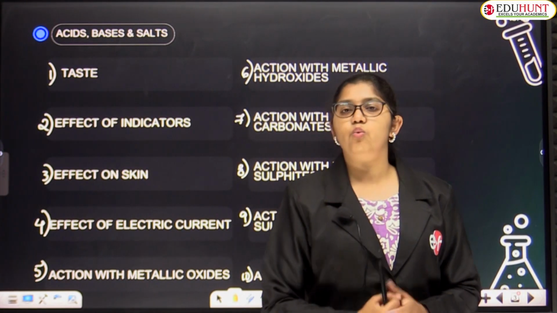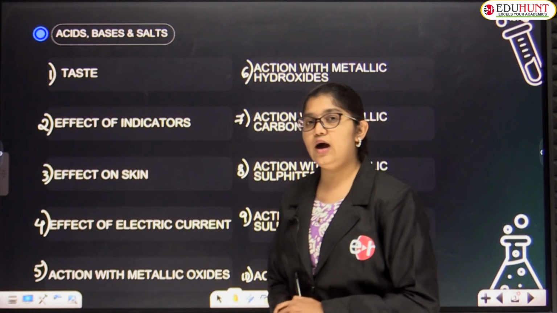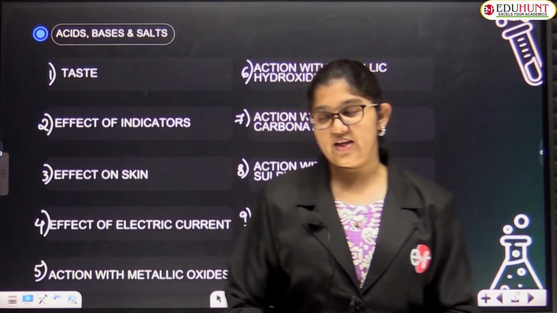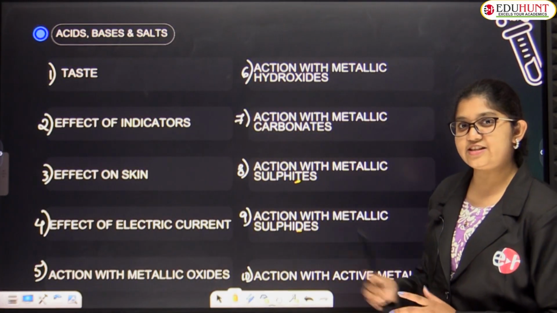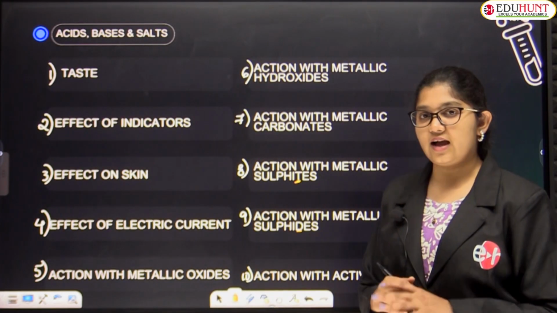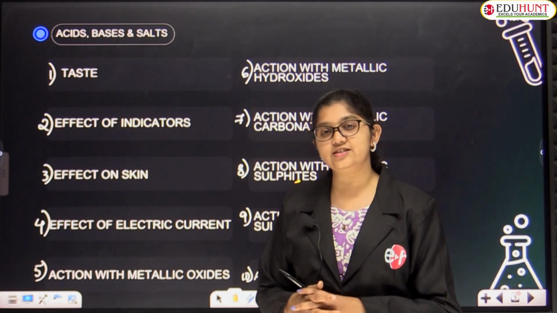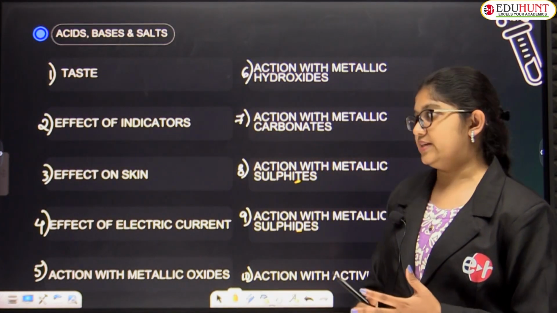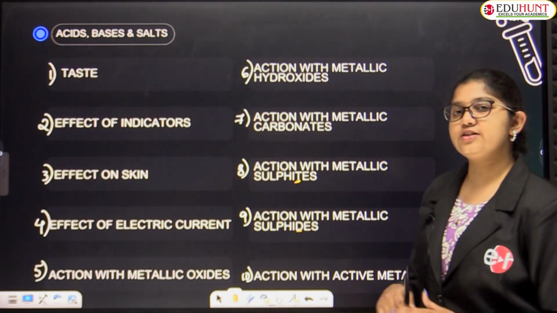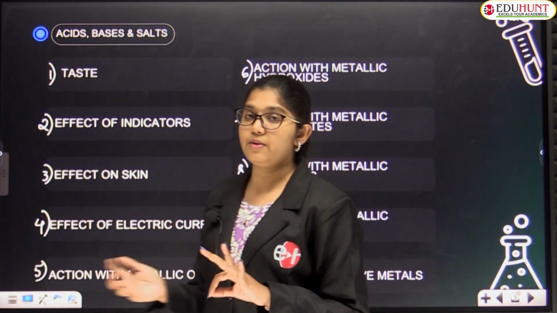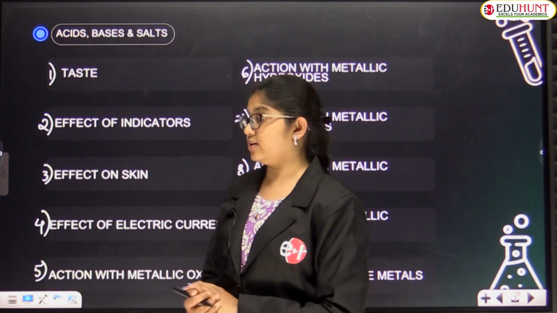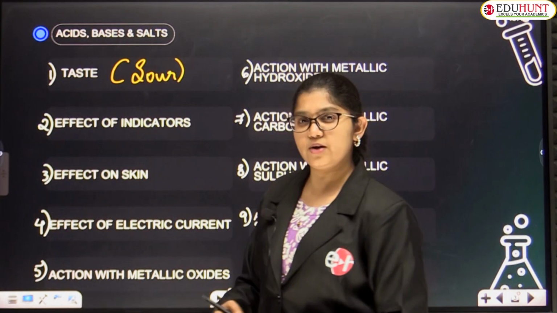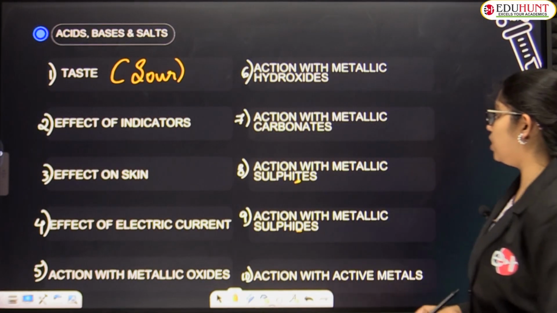First one is taste. What do you know about the acid taste? Do you ever taste them? No, right? Those acids which we are taking in daily are called organic acids. So those are safe to swallow, eat and taste. What's the taste of the acids, children? For example, orange, lemon, amla, all these have a sour taste. Sour in taste means what? It is tangy. So here we go one by one.